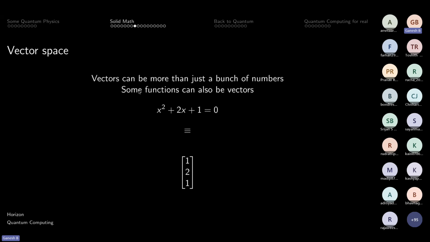So when I add two polynomials, x square plus 2x plus 1 with x square plus 3x plus 2, it is the same as adding the column vector 1, 2, 1 to 1, 3, 2. So when you add polynomials, in essence, you're just performing vector addition. That is the way to think about it.